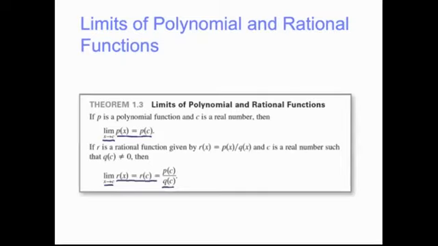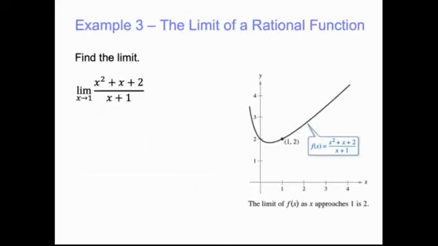So we need to pay attention to this requirement that q of c cannot be equal to 0. In other words, c must be in the domain of our rational function in order for us to use direct substitution. So let's see if we can apply theorem 1.3. In example 3, we're asked to find the limit as x approaches 1 of x squared plus x plus 2 divided by x plus 1. Now, what we want to keep in mind again is that c, which in this case is 1, must be in the domain of the rational function in order for us to directly substitute.